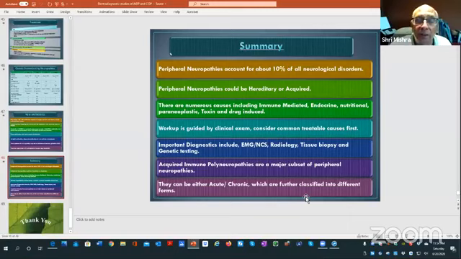The important thing in the treatment of CIDP and AIDP: in the acute form, AIDP, you do not use steroid. Okay. For the chronic, you can use steroid.